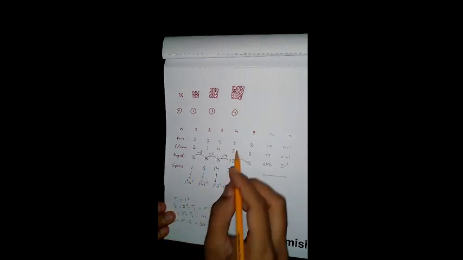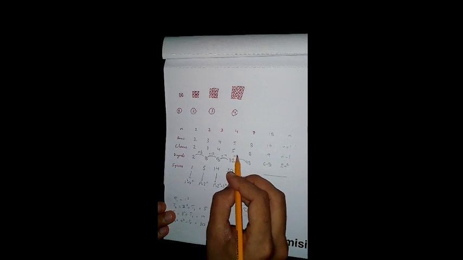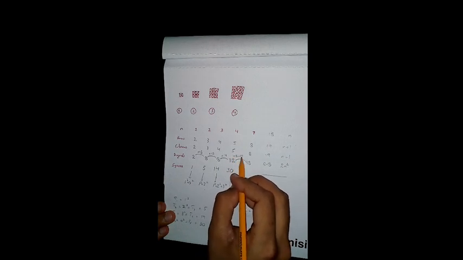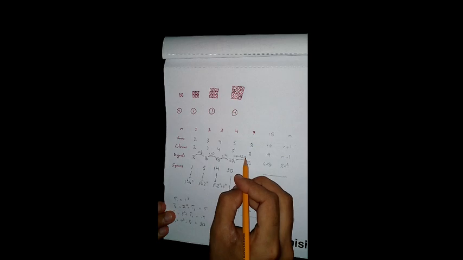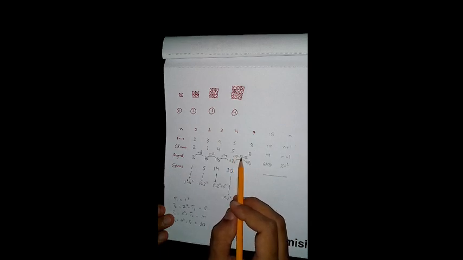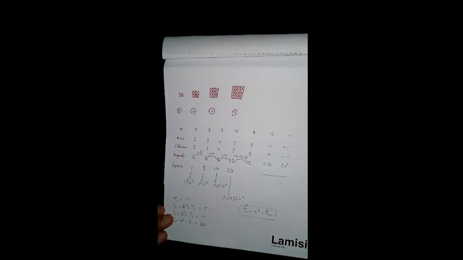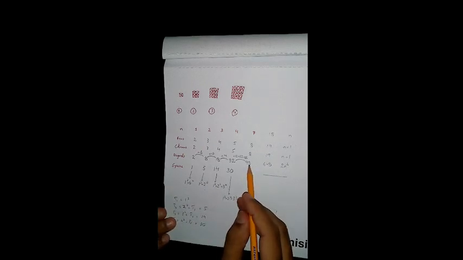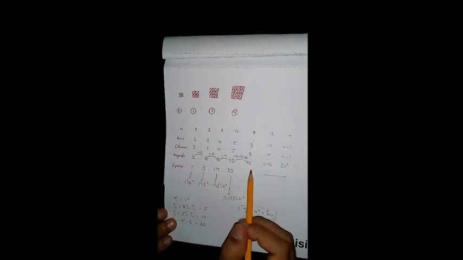So basically the next number will be plus 18, the next will be plus 22, and the next will be plus 26. So to get from 4 to 5 I will add 18. Now from 5 to 6 I will add 22, and now from 6 to 7 I will add 26. So I will get the answer 98. But that's for smaller values.